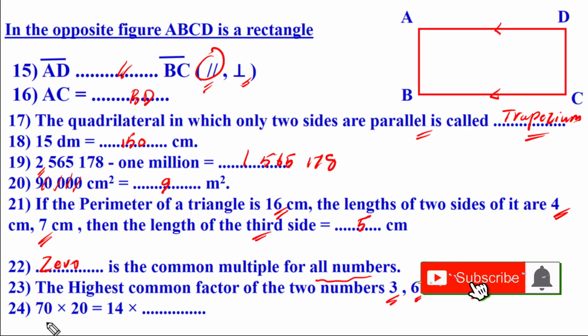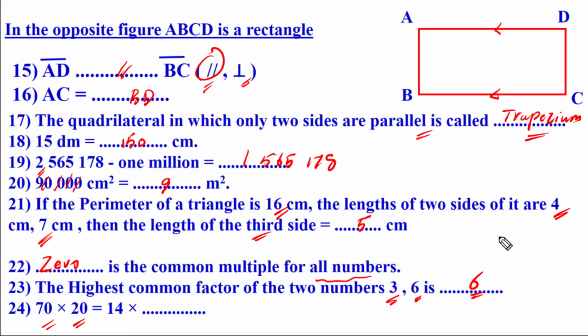Number 24, 70 times 20 equals 14 times what? We can change it like this, 70 times 20, we can write it as 7 times 2 times here just 2 zeros, so we have 100. 7 times 2 equals what? Equals 14 times 100. Now the missing number is what, guys? Is 100.